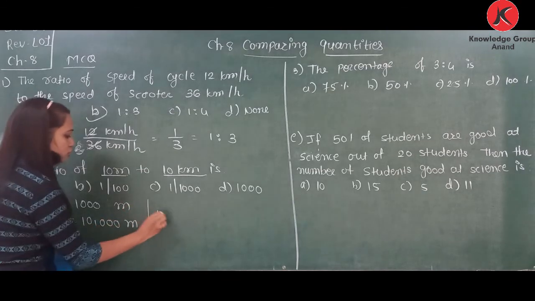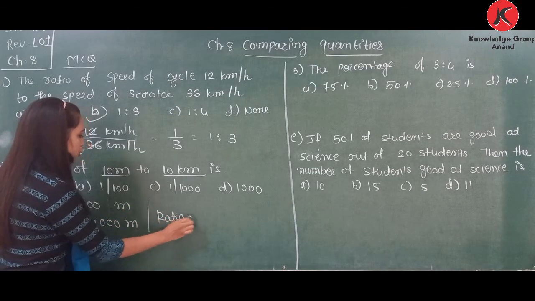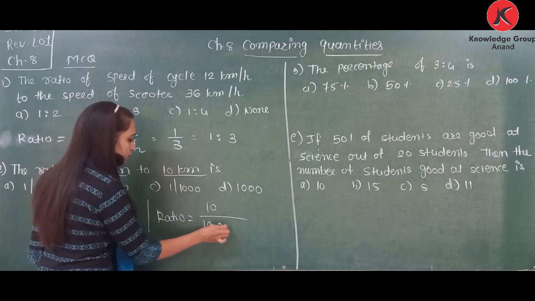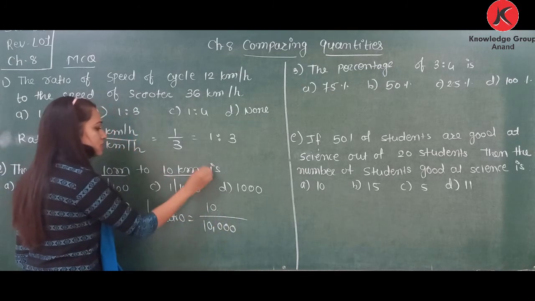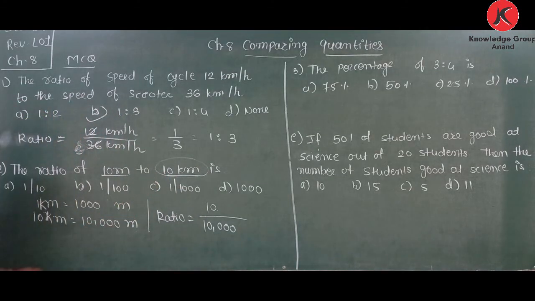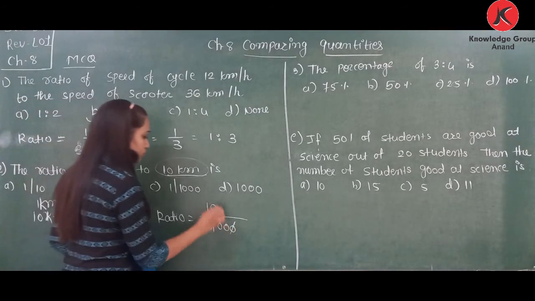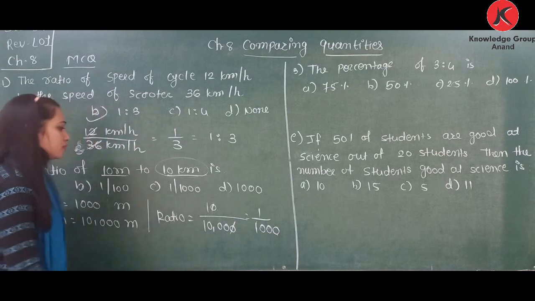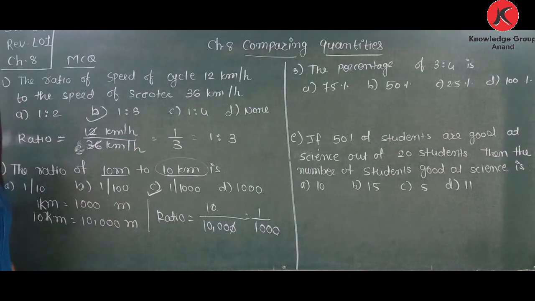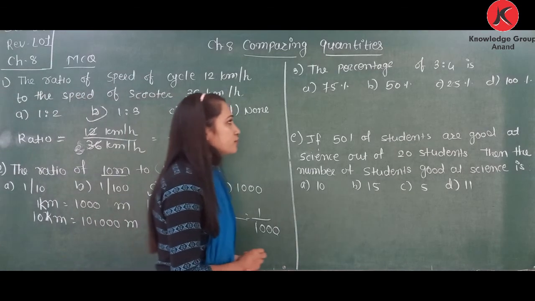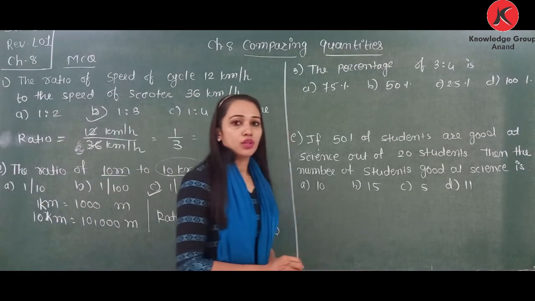Now you can find the ratio. Ratio is 10 divided by 10,000. We converted this kilometer into meter. 1 kilometer is equal to 1000 meter. That's why 10 kilometer is equal to 10,000 meter. So we get 1 by 1000. So the ratio will be 1 by 1000. Clear?